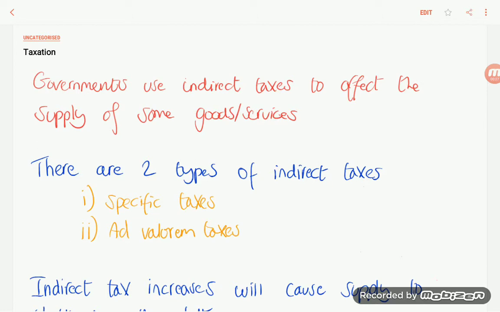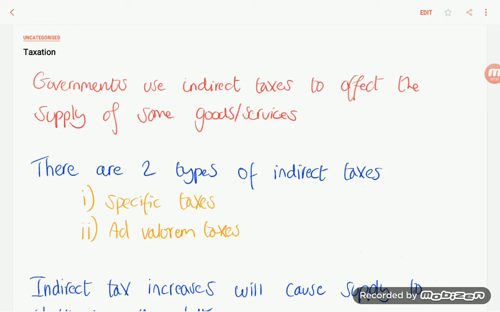So it's a fixed amount that's charged per unit of good, and it does not change. For example, a set amount of tax can be put on bottles of water regardless of their price. So if the bottle of water is £1, the same tax, say 20p, would be levied on a bottle that would say 30p. So the £1 bottle costs £1.20, and the 30p bottle will now cost 50p.